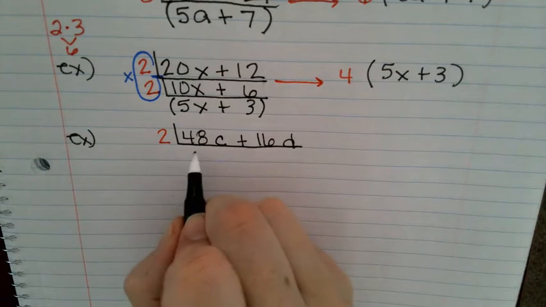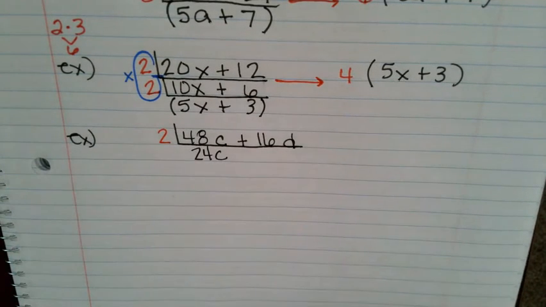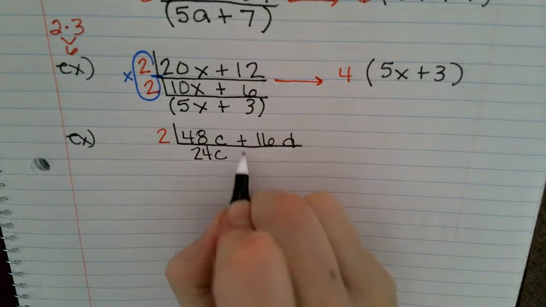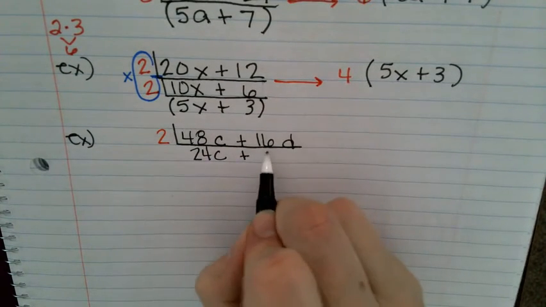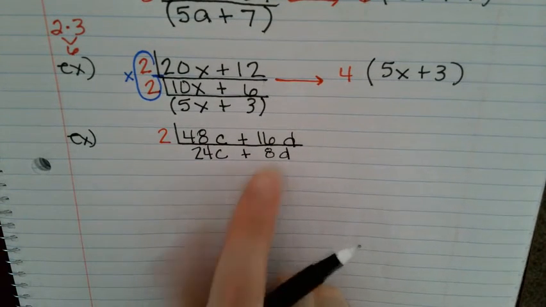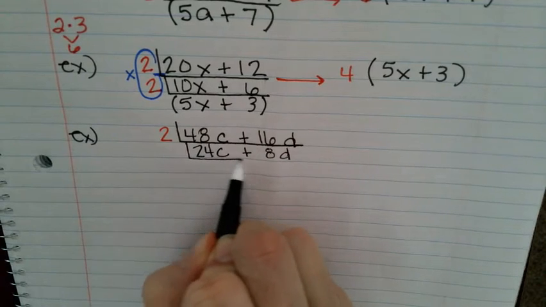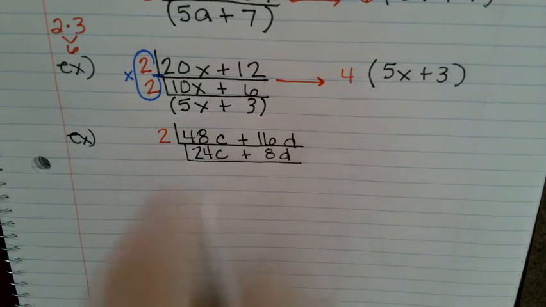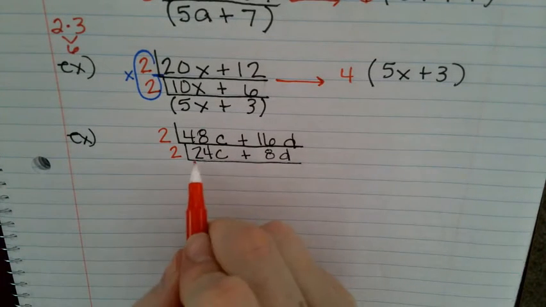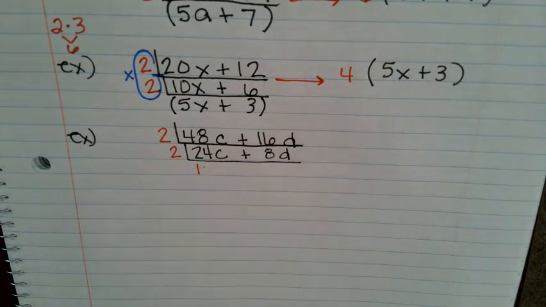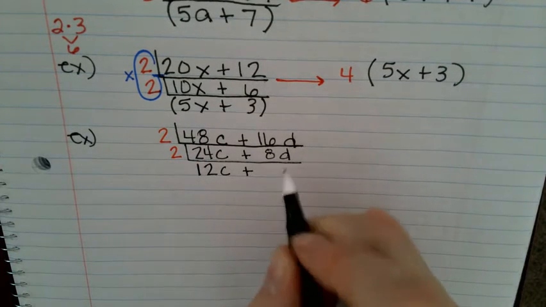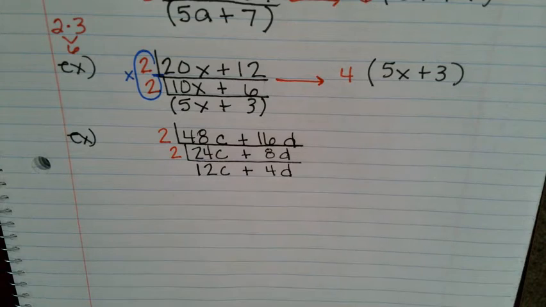48 divided by 2 is 24c, because two groups of 24c would be 48c. 16d divided by 2 is 8d. Half of 16d. 24 and 8 are not mutually prime, so we have to keep going. They have another common factor. 24 and 8 are even again, so I'm going to do 2. 24c divided by 2, well now sorry friends, I get 12c, and half of that would be 4d.